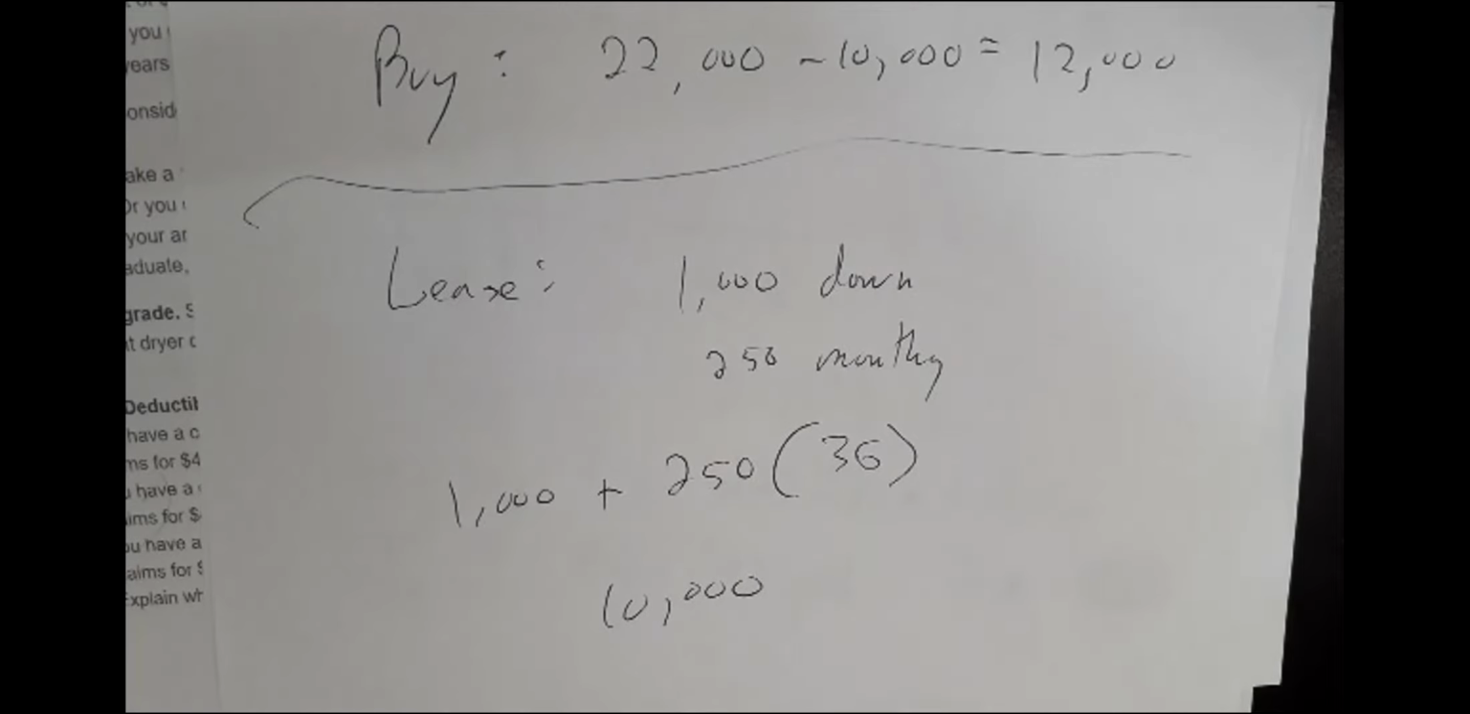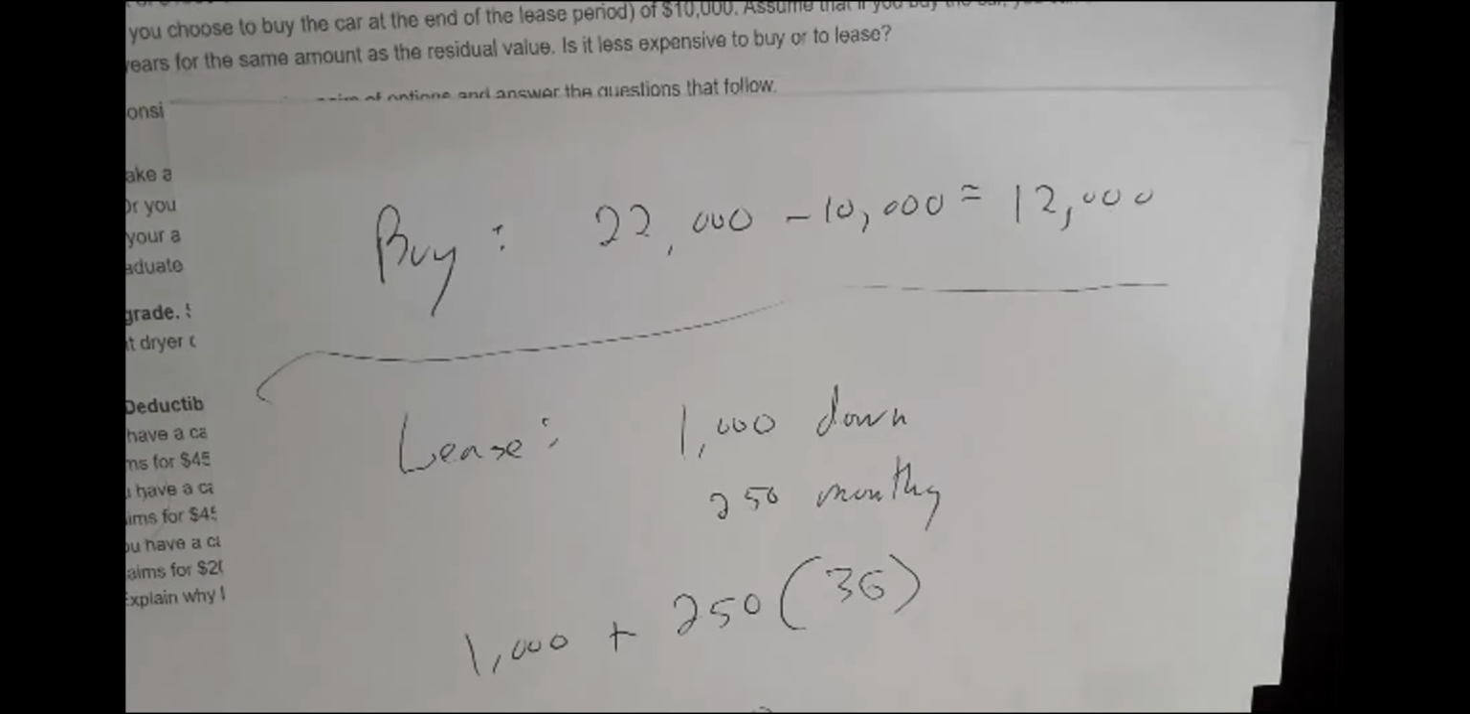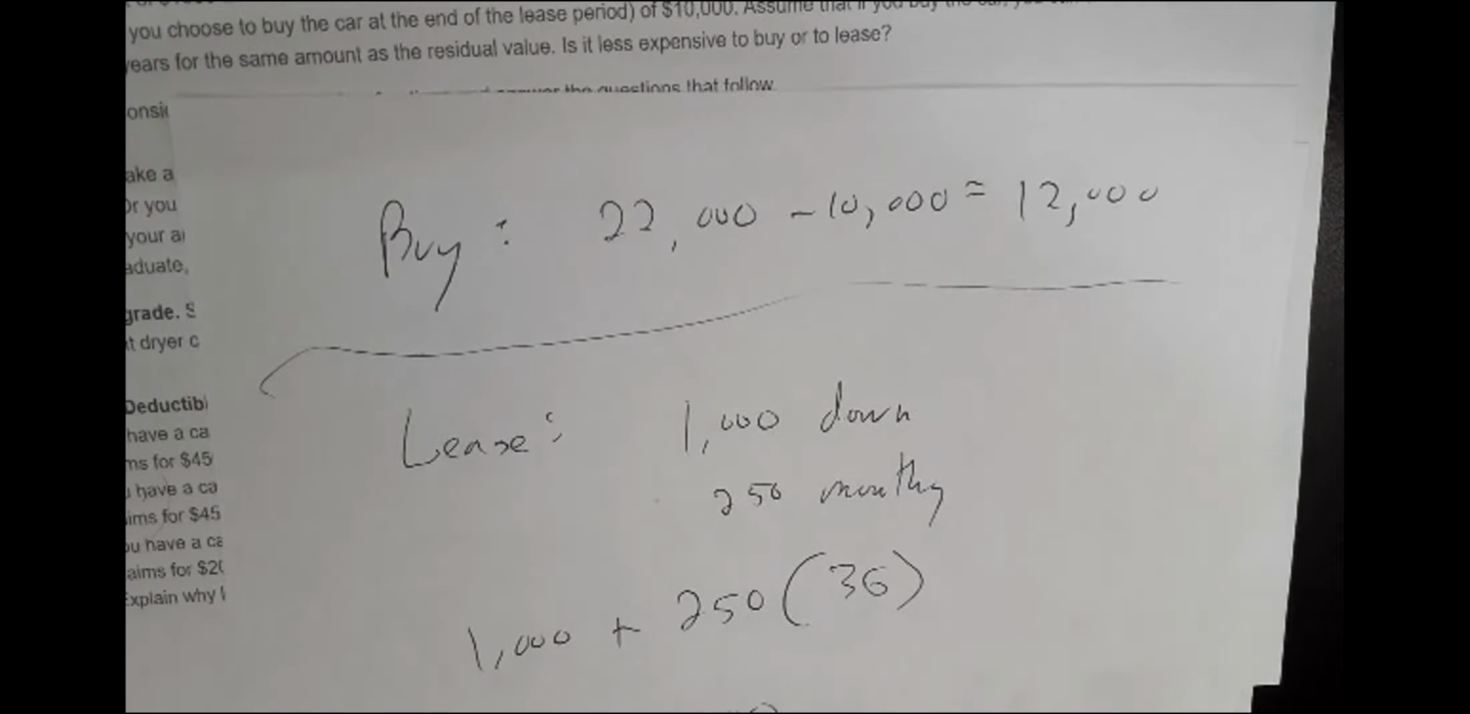Professor, that was 250 times 36 plus 1,000, right? Yeah. Okay. Are they saying you can't sell it after you do this? Is that what you're saying? You can sell it. Okay, and if you want to buy the car, then you're gonna have to pay another 10,000. Is that what it's saying?